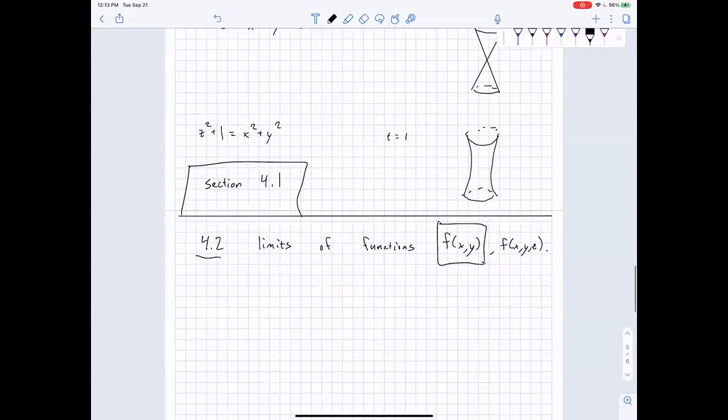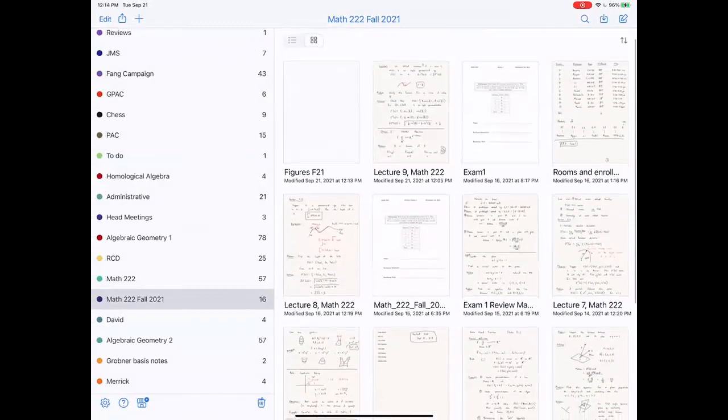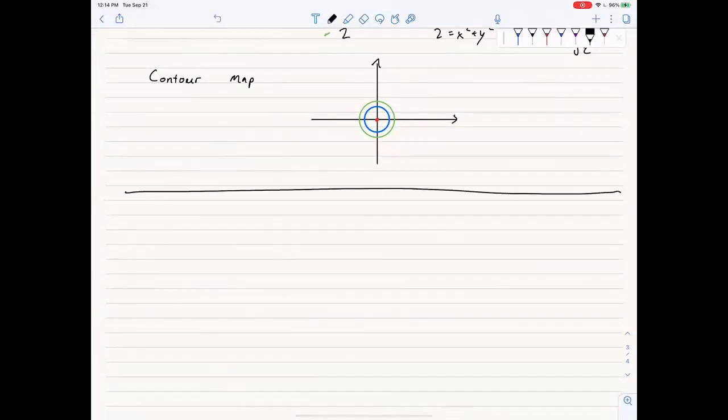That's our domain. I somehow switched notes. I should probably get back to my other notes so I don't lose them, sorry. I'll upload both. So we're going to be interested in limits of f of x, y.